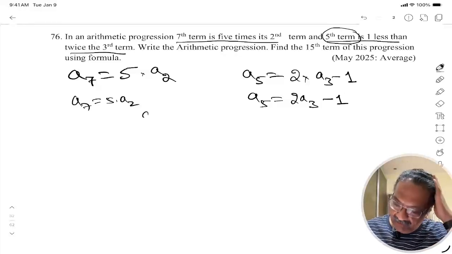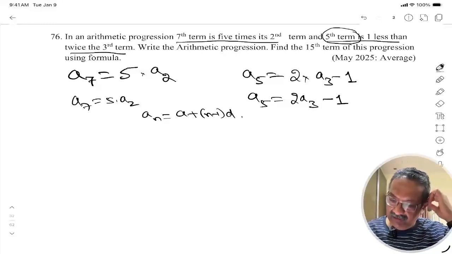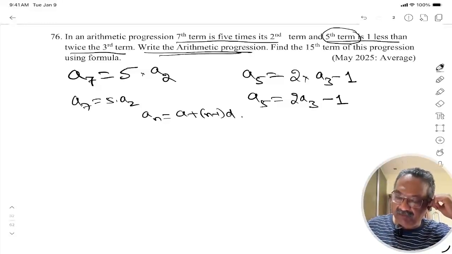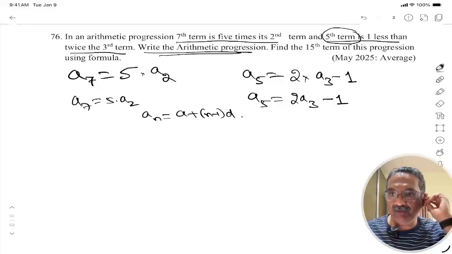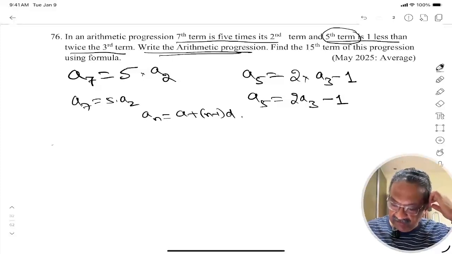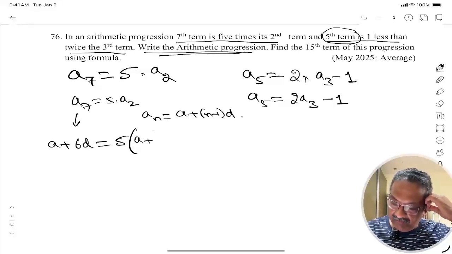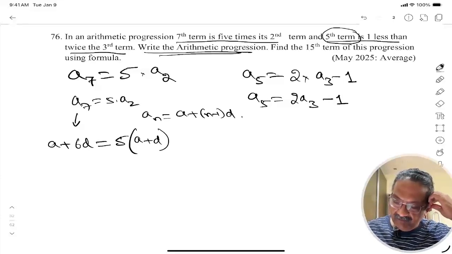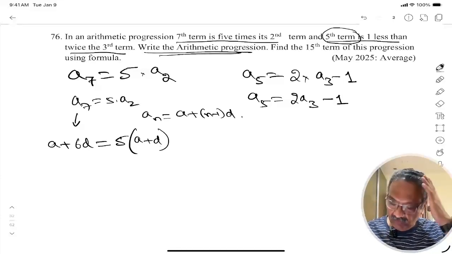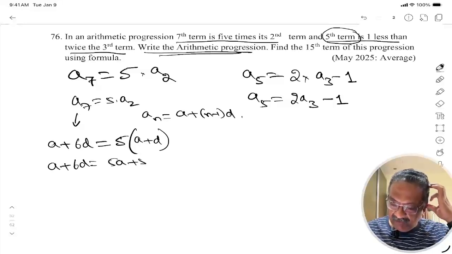So we know the formula An is equal to a plus (n minus 1) d. First we have to write the arithmetic progression. For that we need a and d. So let us put it in this formula. A7 is a plus 7 minus 1, that is 6d, is equal to 5 into A2. A2 is a plus d, n minus 1, 2 minus 1 is 1, so 1d. So I get a plus 6d is equal to 5a plus 5d.